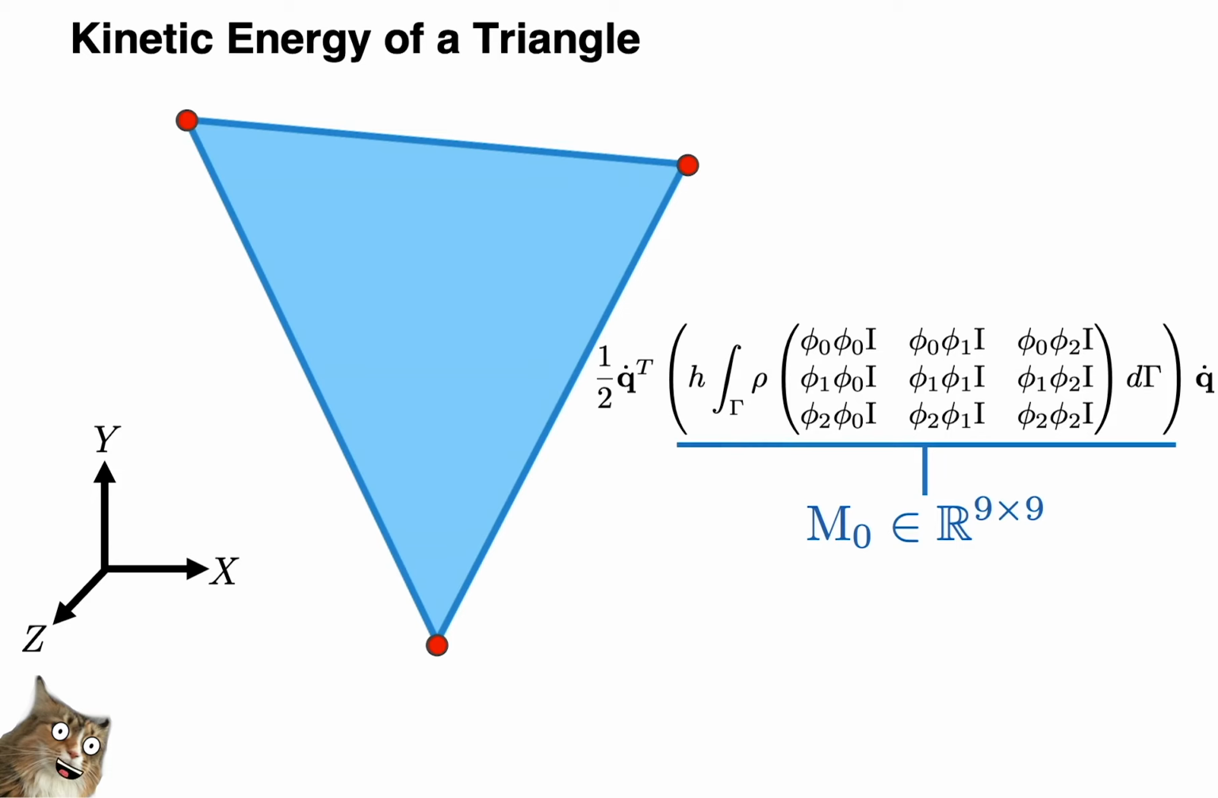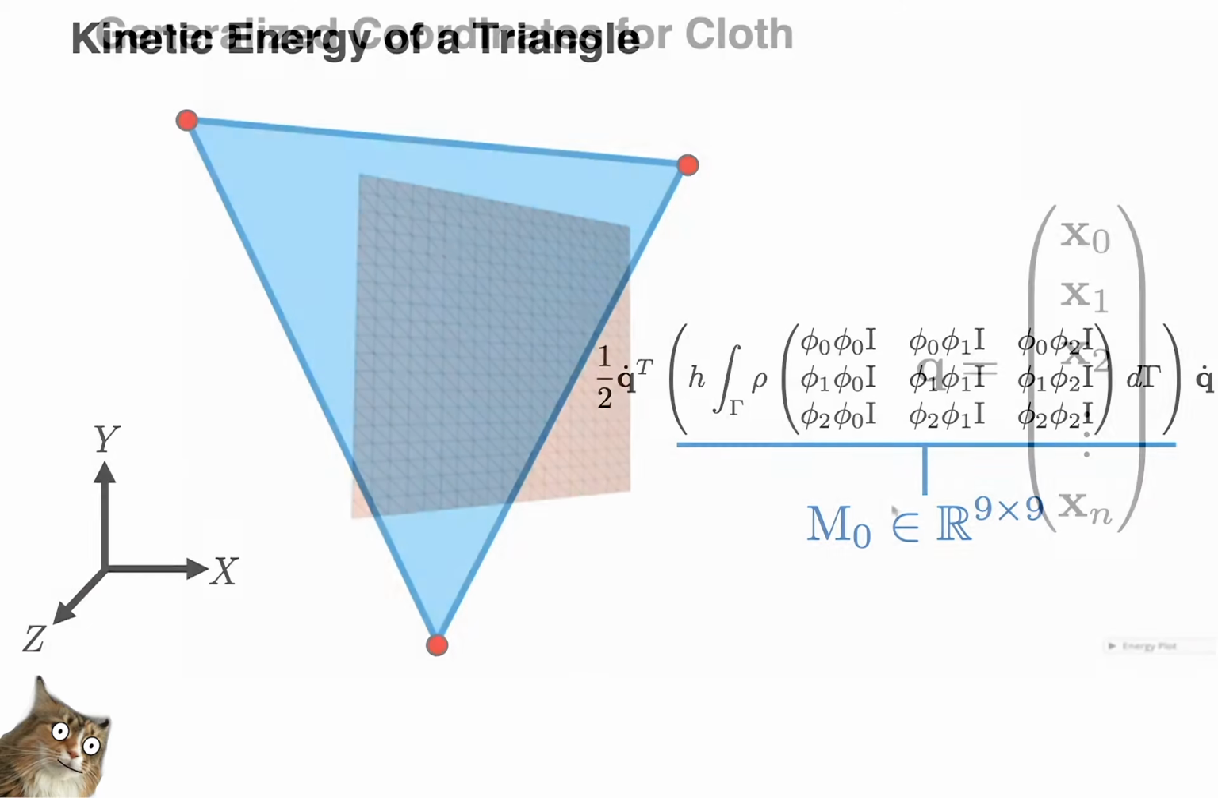Using our generalized velocities and shape functions, we can arrive at a formula for the kinetic energy of a single triangle, which includes our per-triangle mass matrix. This is very similar to the tetrahedral case and can be integrated using the same technique from the fourth video. Next, we need to extend this from a single triangle to a full piece of cloth.